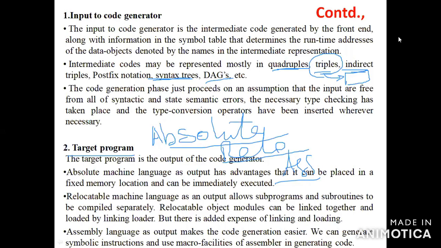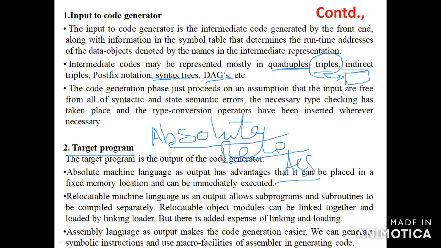Based on the three languages, you have to do this. So what does absolute machine language mean? The absolute code is machine code. It refers to the actual addresses within the program address space. In that address space, the generated code can be directly placed into memory and immediately executed. So with absolute machine language, only small programs can be compiled and executed quickly.